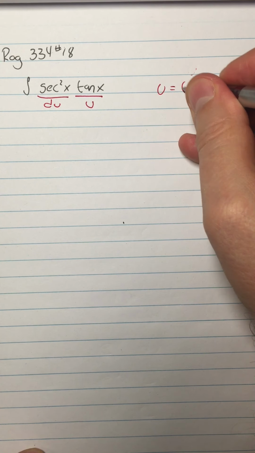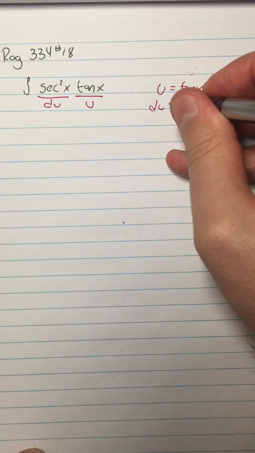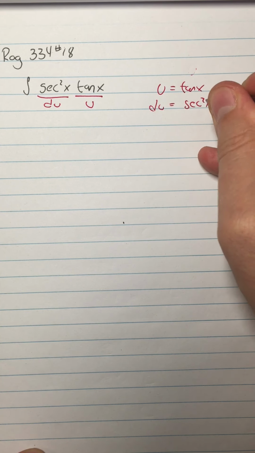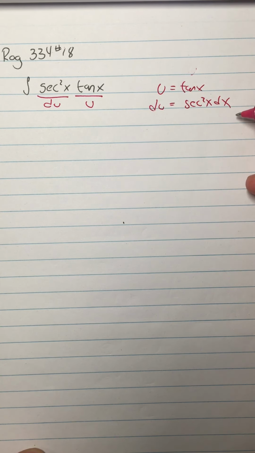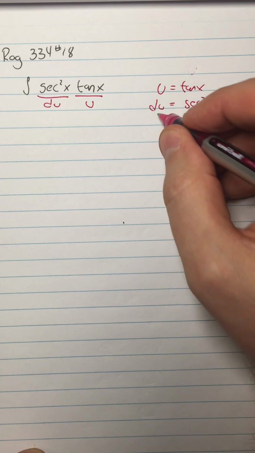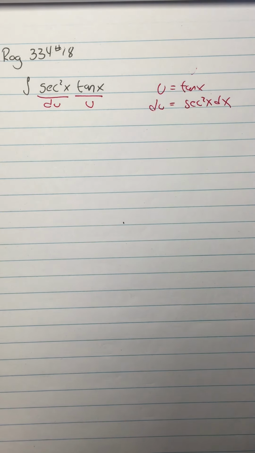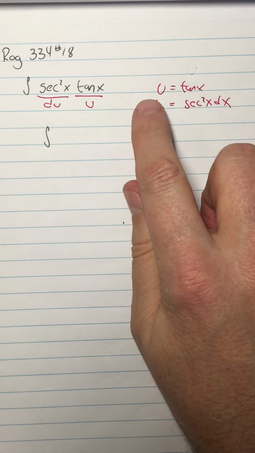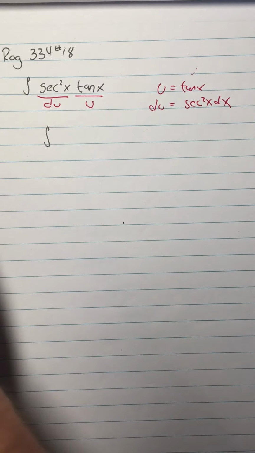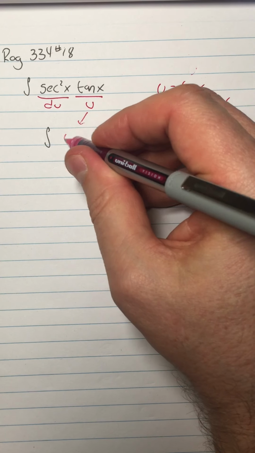I'll use u equals tangent x, and du equals secant squared x dx. So watch how that's being written. U equals x, du equals dx. All right, then make your substitution. So this is the integral of, well, so du is taking up that whole tangent x. So that whole tangent x is just going to be u.